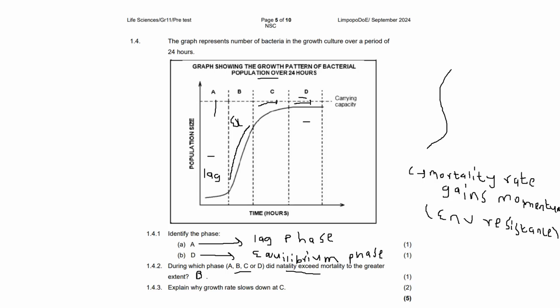So to put it in short, to explain 1.4.3, you will say that the mortality rate gains momentum. This could be due to environmental resistance, and as such, the bacteria are starting to struggle getting food. Therefore, now they start dying in large numbers. That would be how to explain 1.4.3.